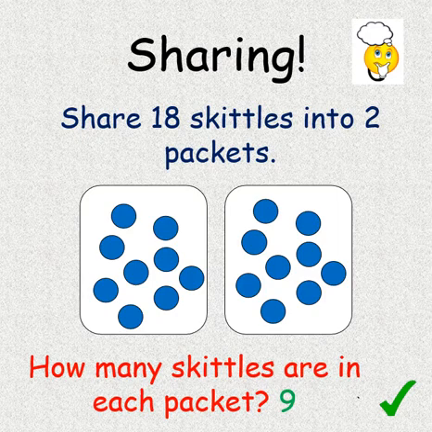Well done if you worked out that there were 9 Skittles in each packet. Okay, so you should have made 2 groups, and you should have started with 18 Skittles, 18 counters, and when you shared them equally into your 2 groups, you should have got 9. So well done if you got that right.